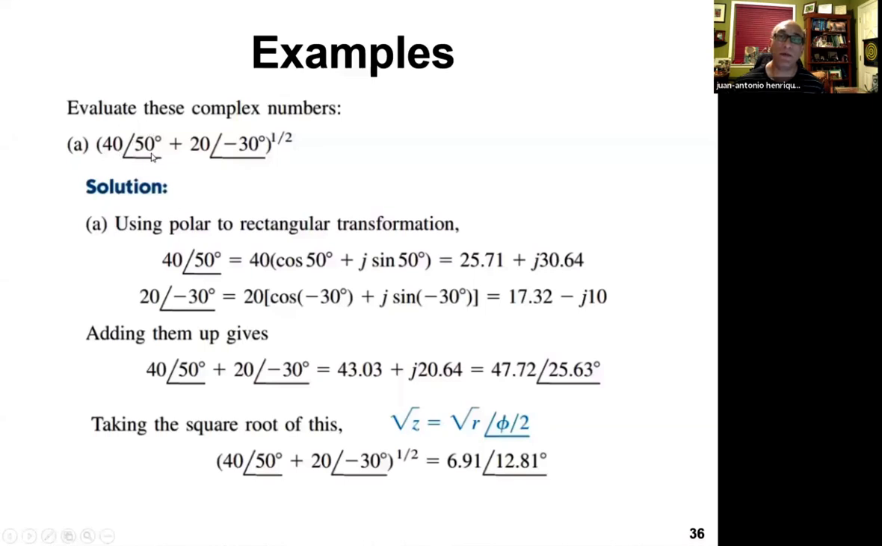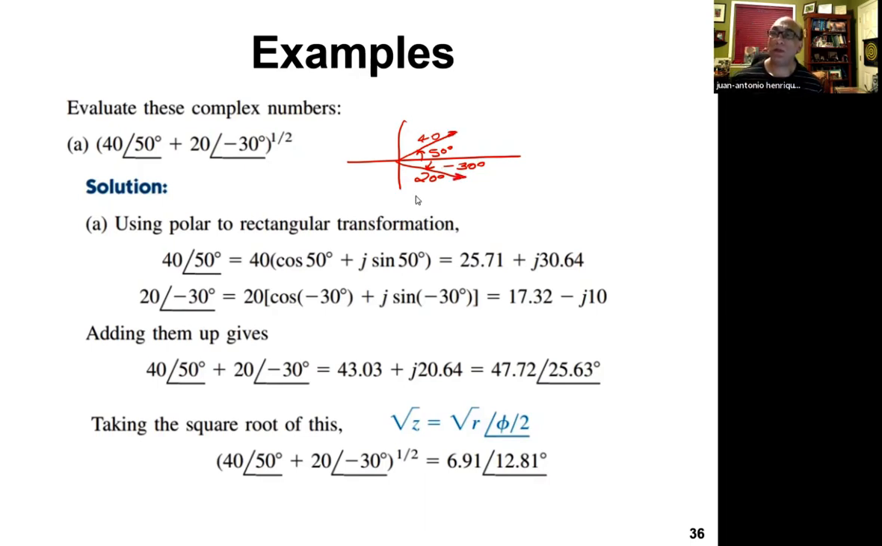Remember, if you look at this graphically, this is an angle of about 50 in this direction, and this is 40. And this will be something like minus 30 because it's in this direction, and the amplitude is 20. So that's what we added, right? We're adding those two phasors. That's what we're doing here.